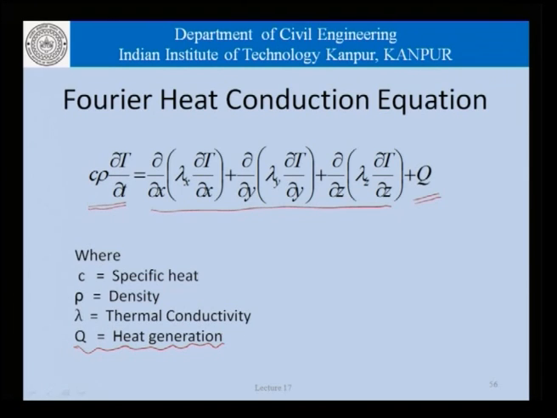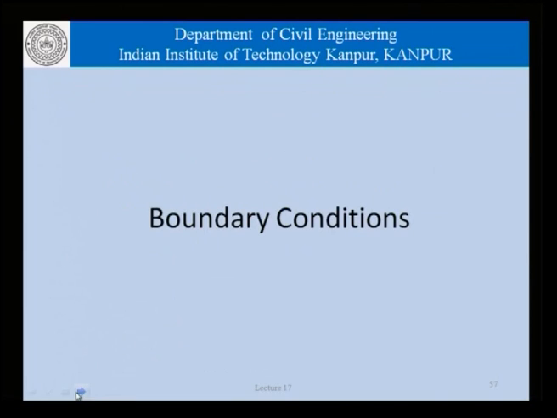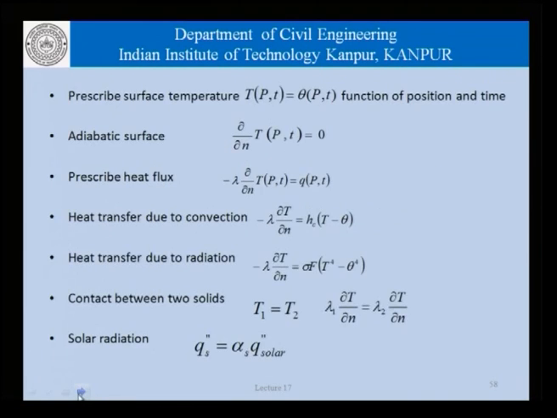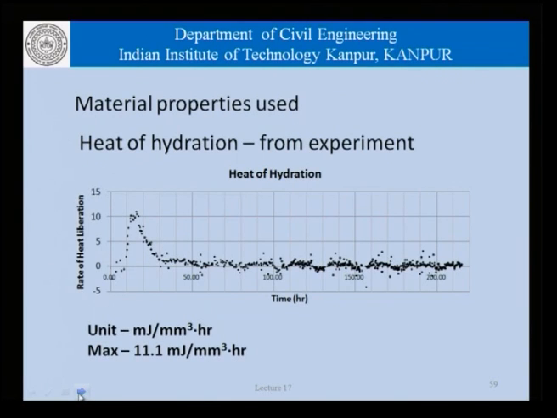And in order to solve this equation, what we need is a lot of boundary conditions, and these boundary conditions could be in terms of the prescribed surface temperature, the adiabatic surface temperature, the prescribed heat flux, heat transfer due to convection, heat transfer due to radiation, the contact between two solids, solar radiation, and so on and so forth. So, if we do that kind of analysis, we have to understand also the material properties, and these are the kind of material properties that we need to determine in the lab.